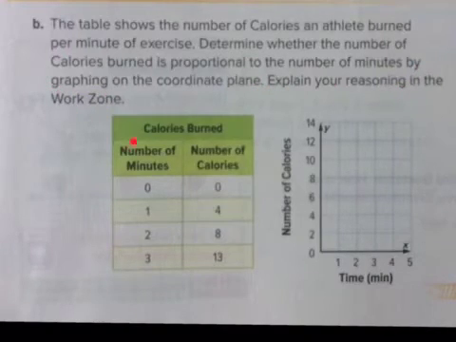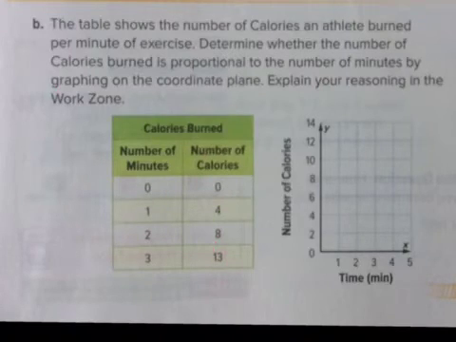Okay, so is this proportional? We're going to graph it. If we do not get a straight line, it is not proportional. Let's graph it. First let's build our coordinates. So we have number of minutes and calories burned. That should be the title right there, by the way. Okay, so we have 0, 0, 1, 4, 2, 8, 3.